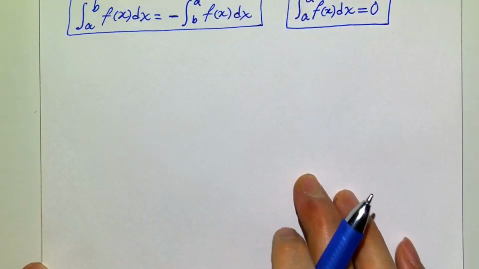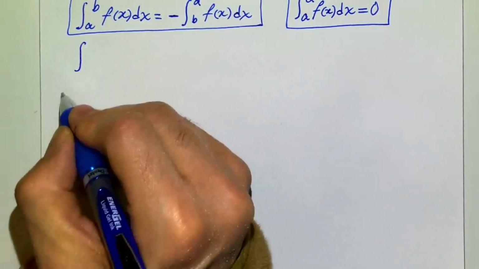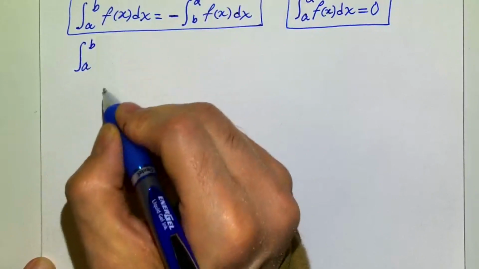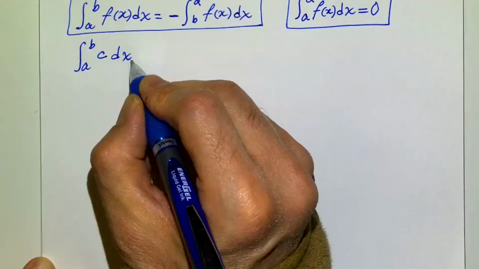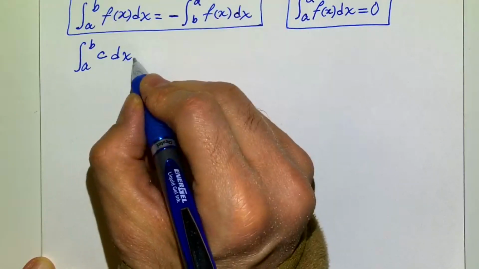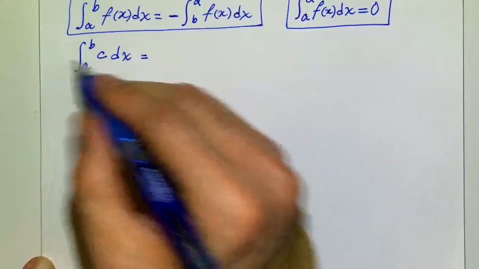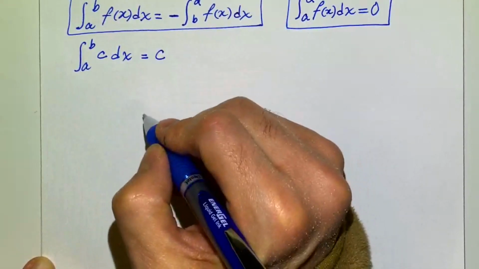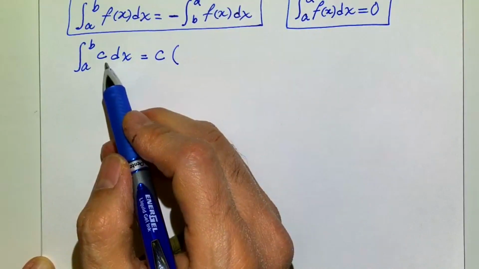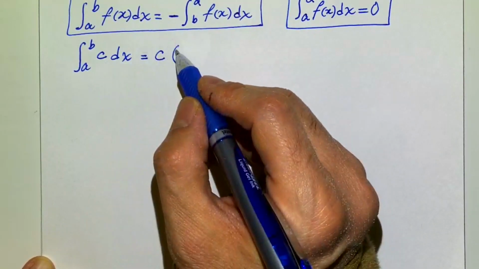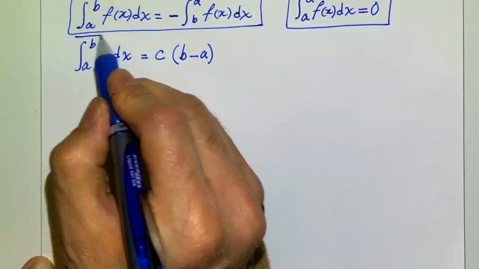Like that. Then we have a property that says if we have a definite integral from a to b of a constant c dx, this constant can come out in front like that, and then it can multiply itself by b minus a. So that's another property.